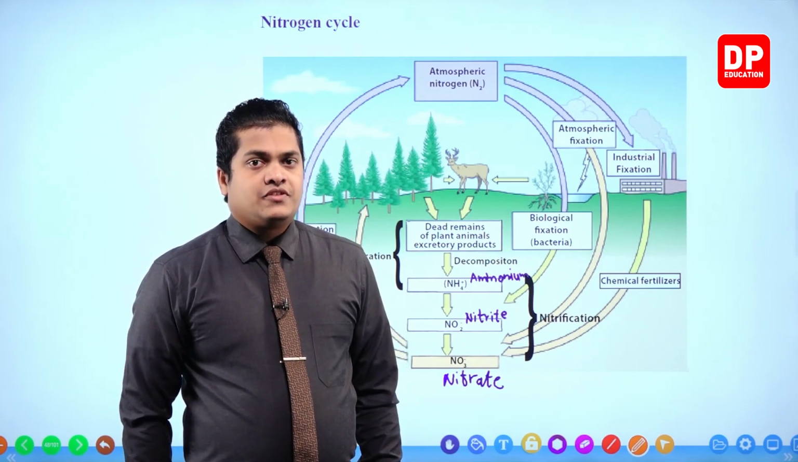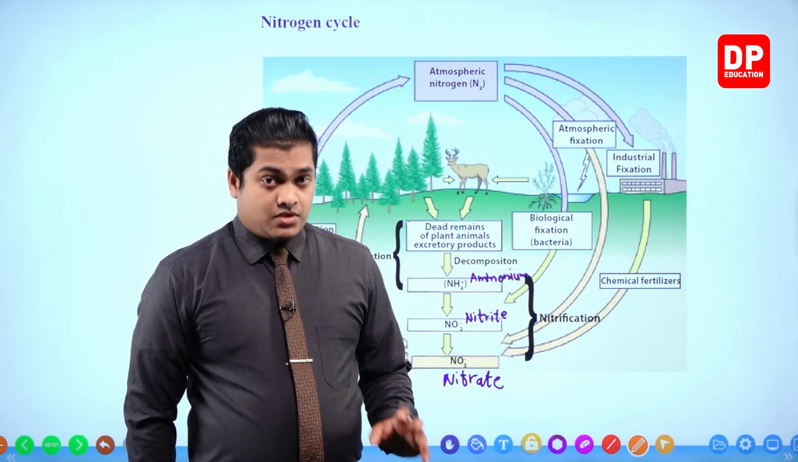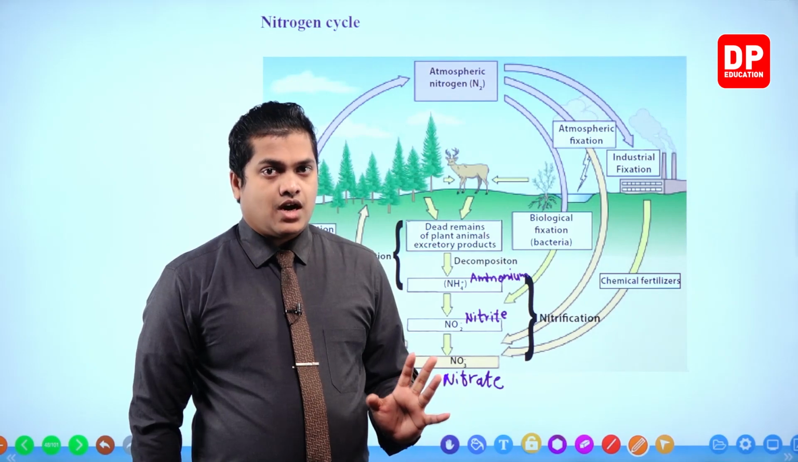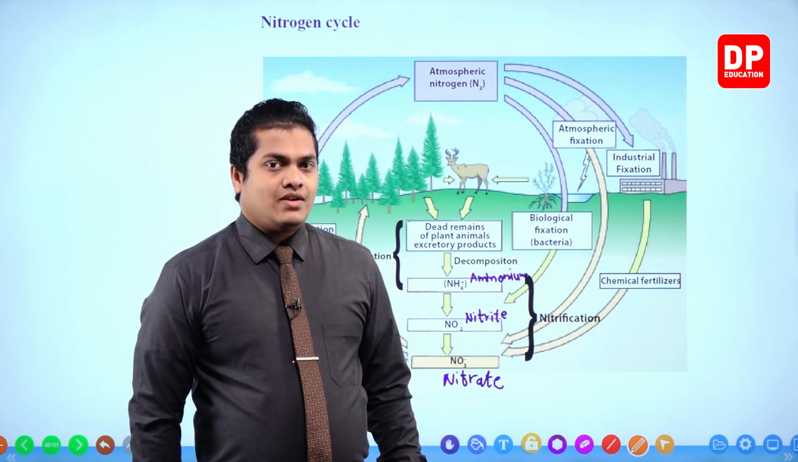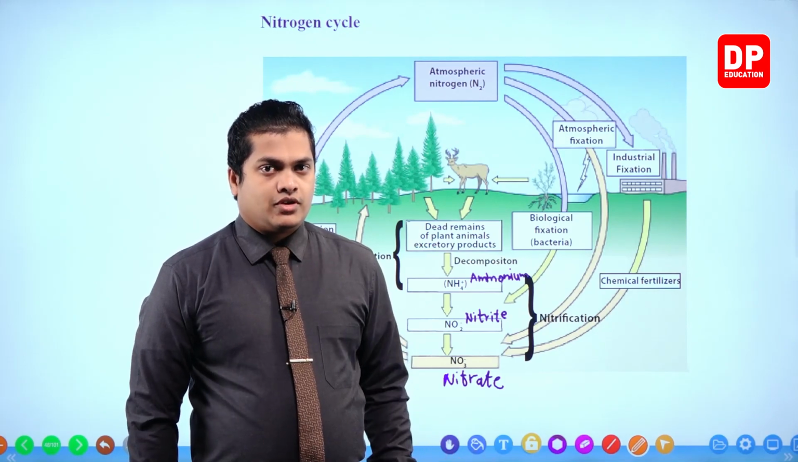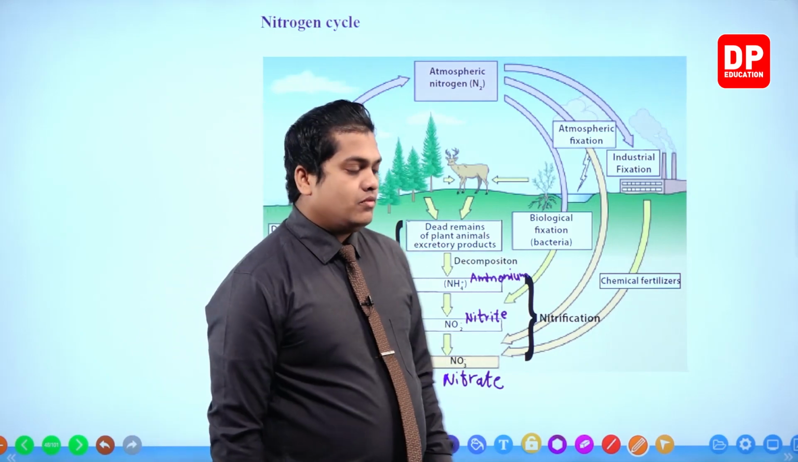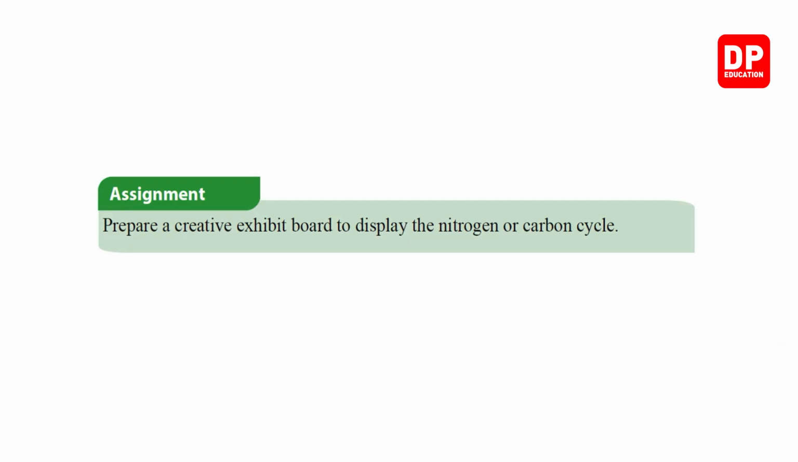The first biogeochemical cycle which we studied is the carbon cycle, the first and foremost one. This is the second one, my dear children, the second biogeochemical cycle. This is the nitrogen cycle. Now, we are going to move on with the lesson to study further things related.